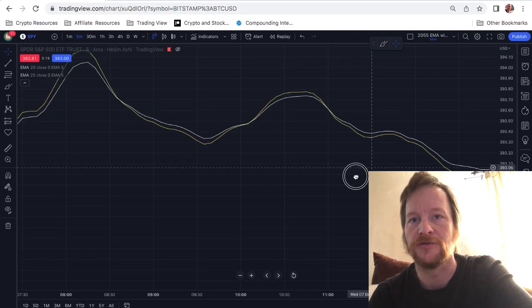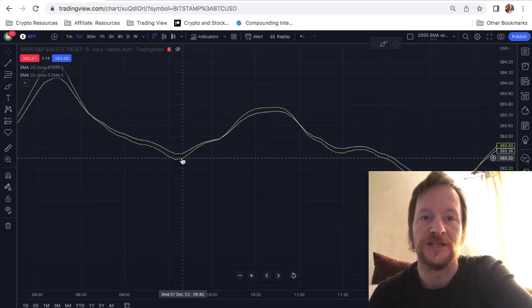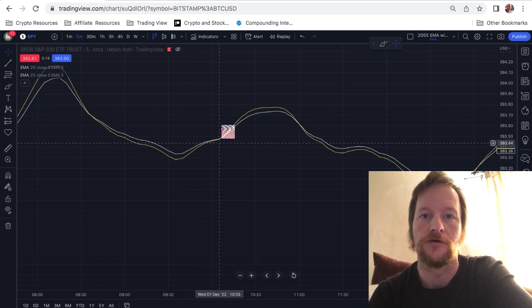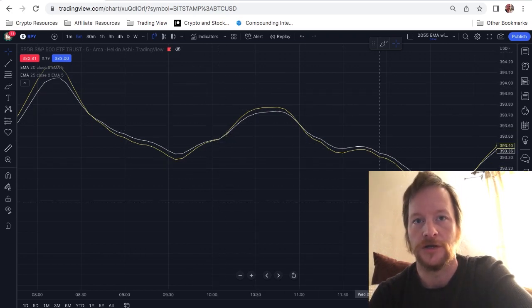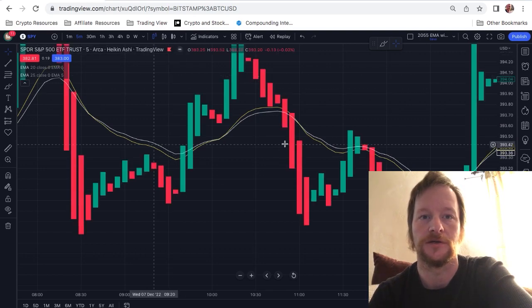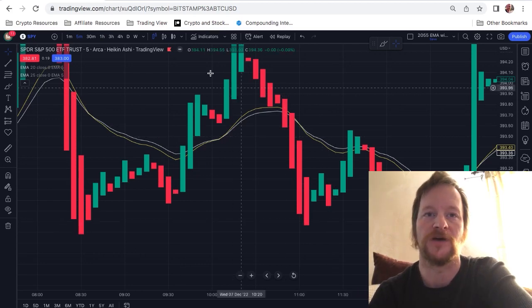So here we go. Here's a moment right here. This is a small one, so we can see the yellow, the 20 EMA is crossing up here. So downtrend, going into an uptrend, going into a downtrend. So let's just see if that's accurate. Downtrend, uptrend, downtrend, just by looking at the lines.